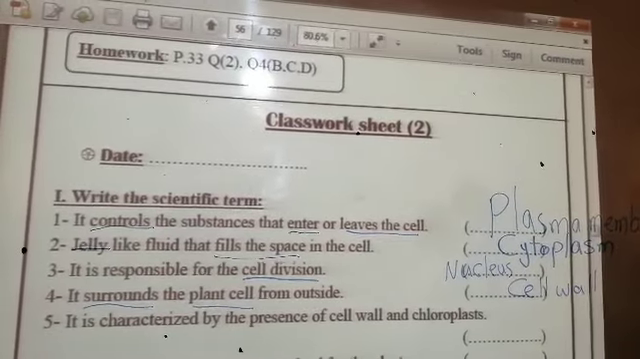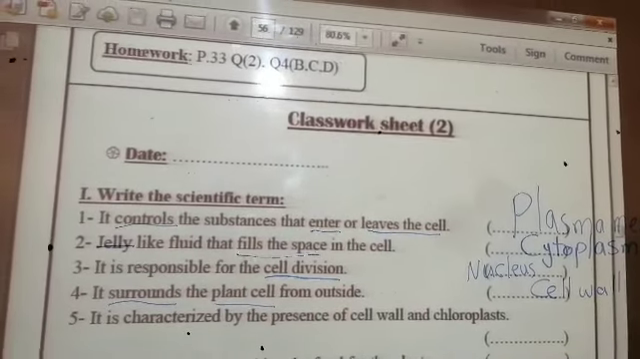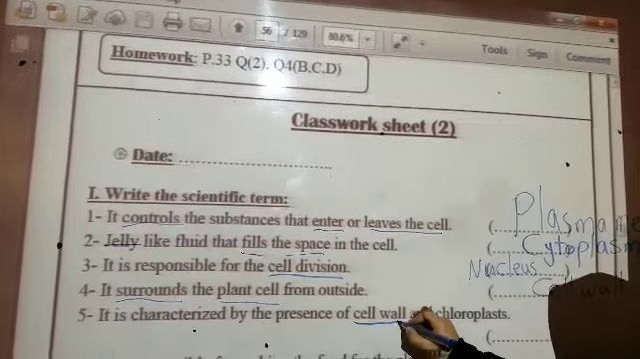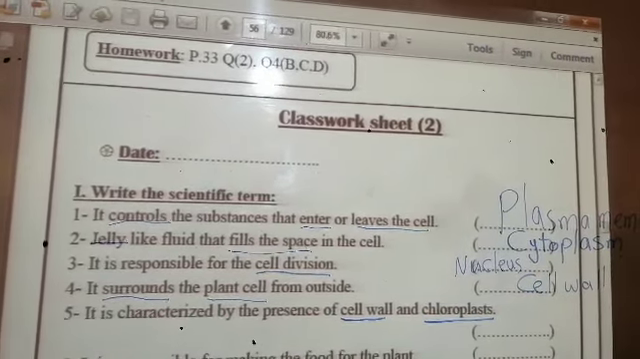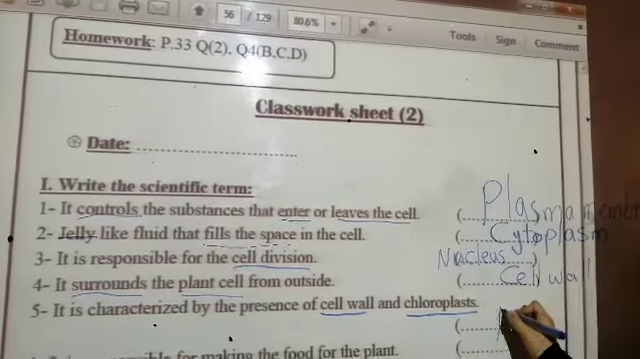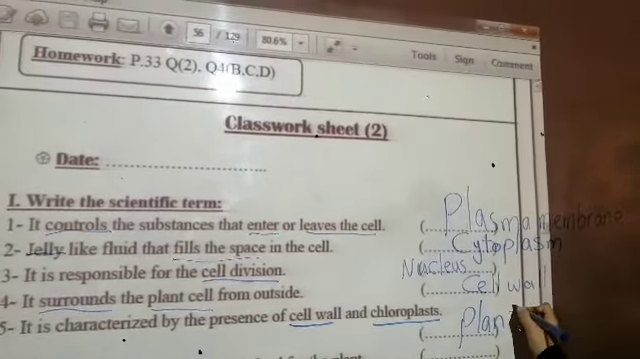Number 5, it is characterized by presence of cell wall and chloroplasts. Which cell has cell wall and chloroplasts? It is the plant cell.